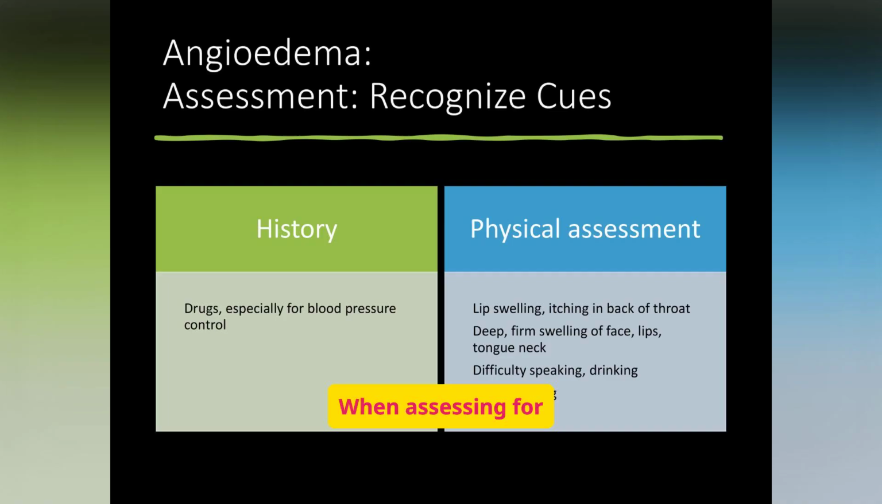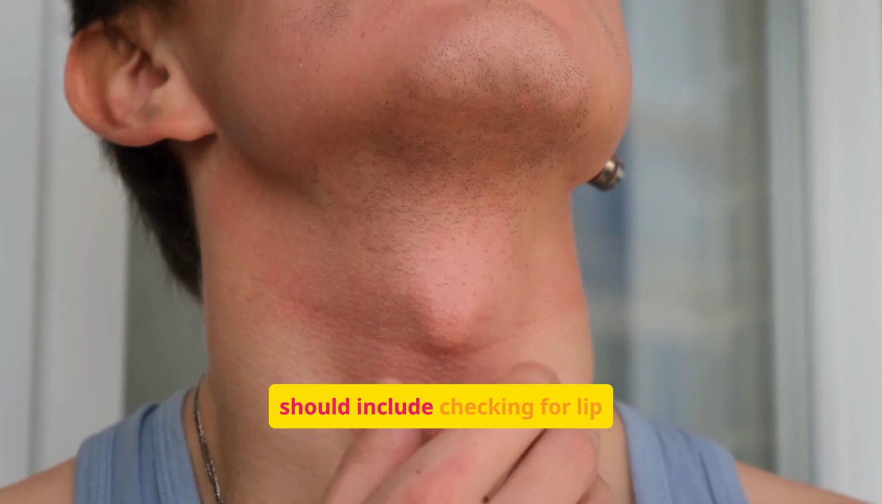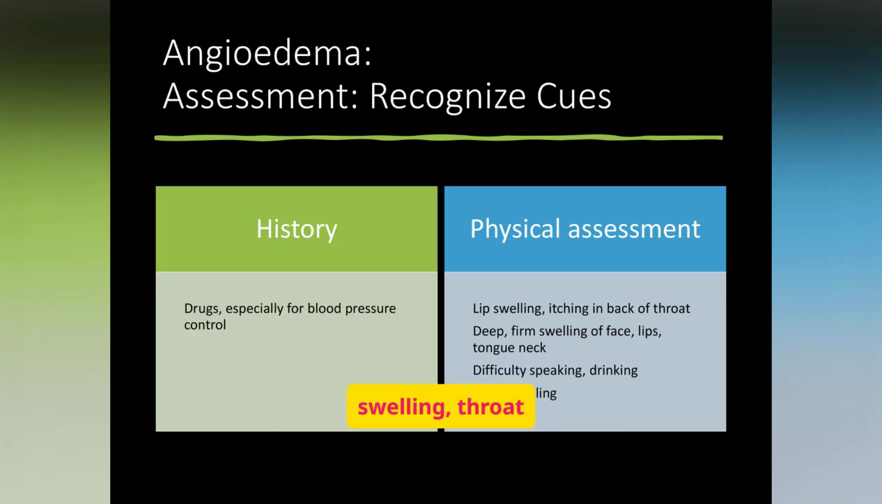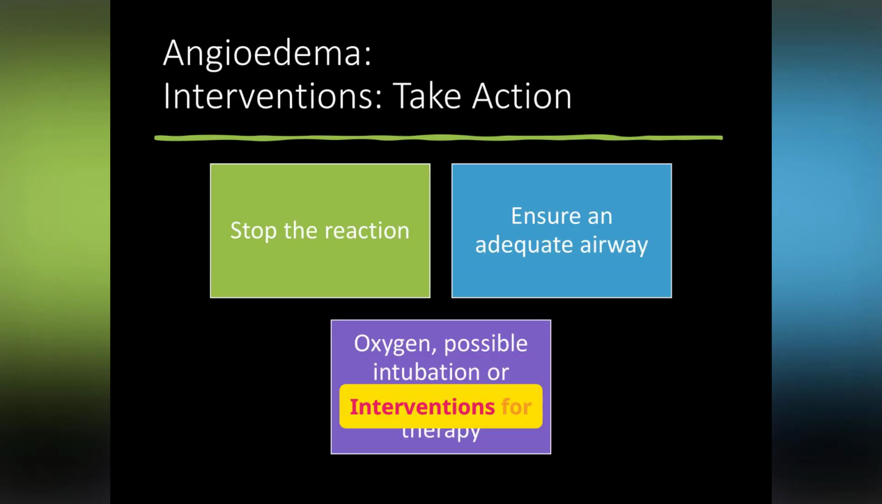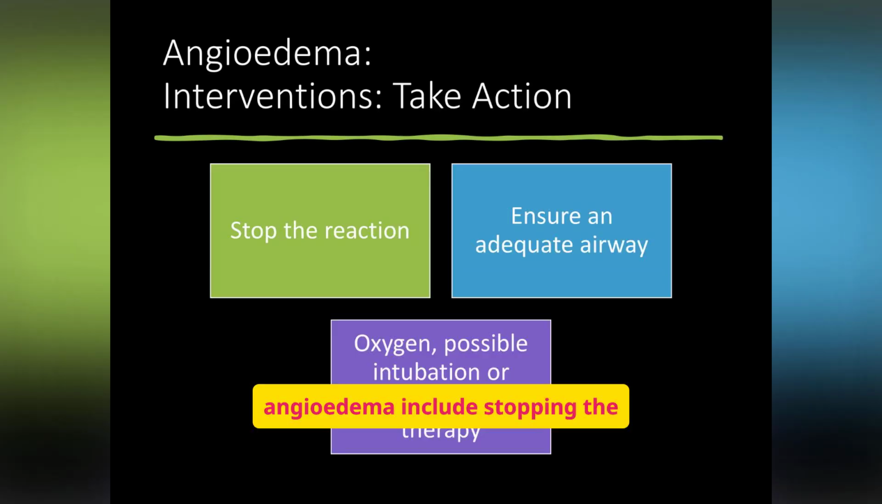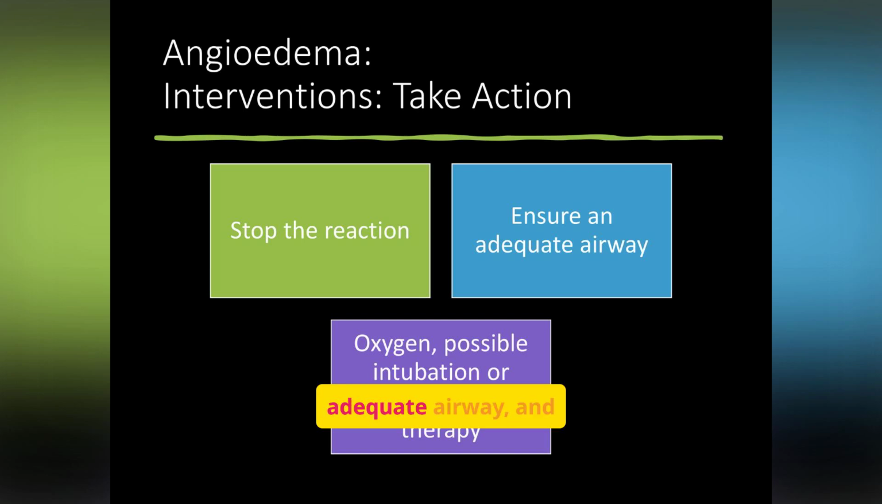When assessing for angioedema, consider the patient's history, especially drug use for blood pressure control. Physical assessment should include checking for lip swelling, throat itching, and deep swelling of the face, lips, tongue, and neck. Interventions for angioedema include stopping the reaction, ensuring an adequate airway, and providing oxygen. Intubation or tracheostomy may be necessary, along with drug therapy.